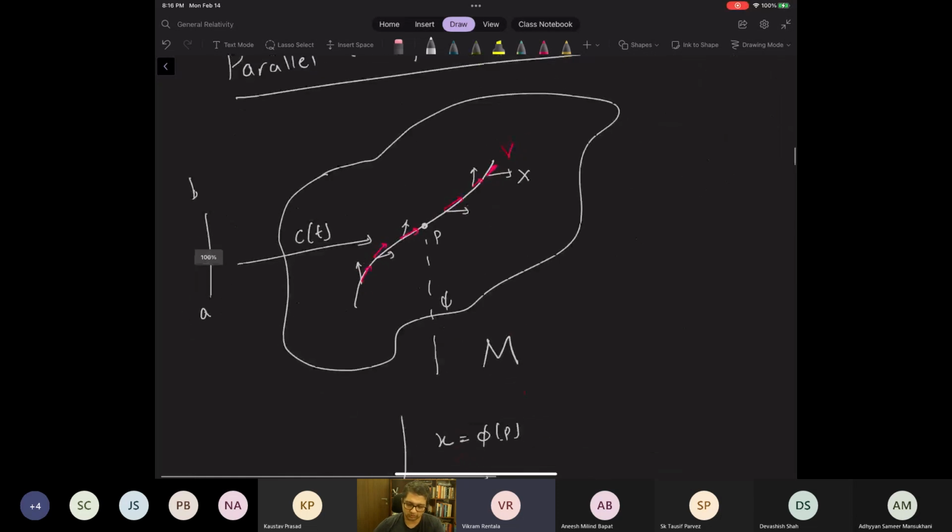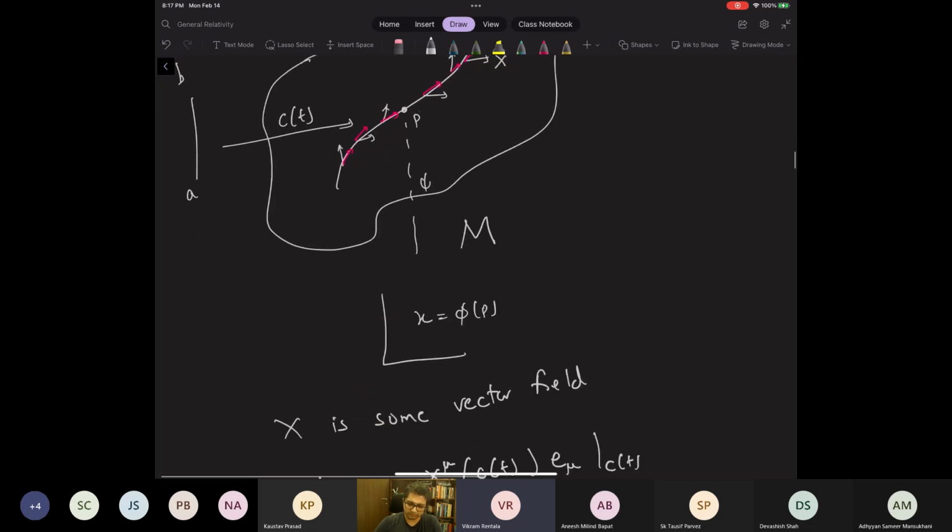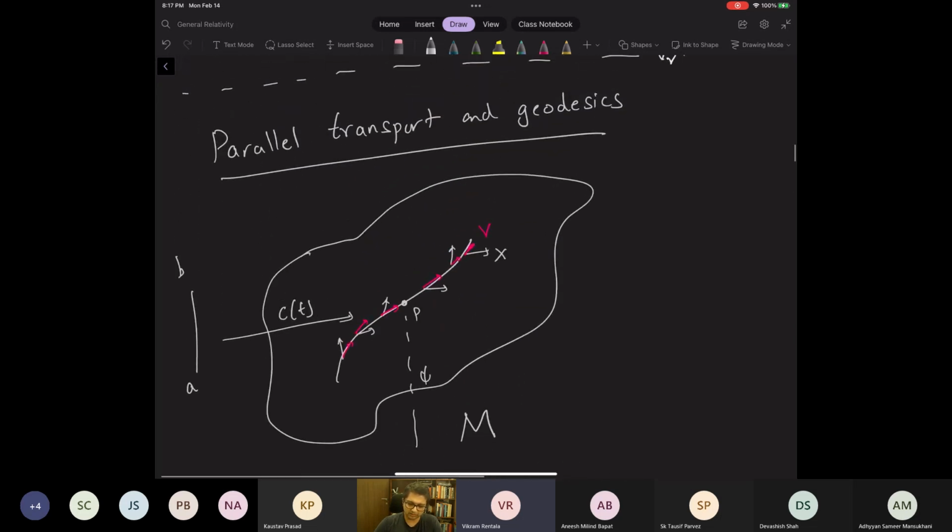Okay, so now we'll come to something really interesting, and we'll start seeing some connections to physics a little bit. We've defined a notion of parallel transport, but now we'll talk about parallel transport along a curve.